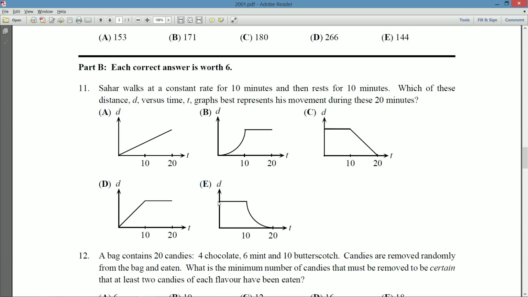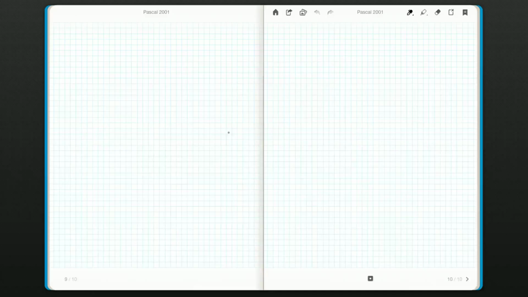And E here, again, this person rested for 10 minutes, and then since their distance is changing, they must be moving between 10 and 20. So they rested for the first 10 minutes and then moved for 10 minutes. Whereas here we have walks for 10 minutes and then rest. So the rest needs to come second, so B or D is one of our graphs. Here is the graph that we're looking for.